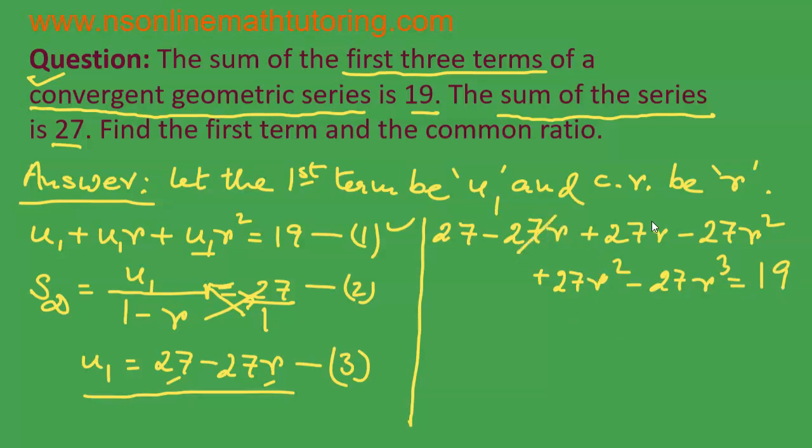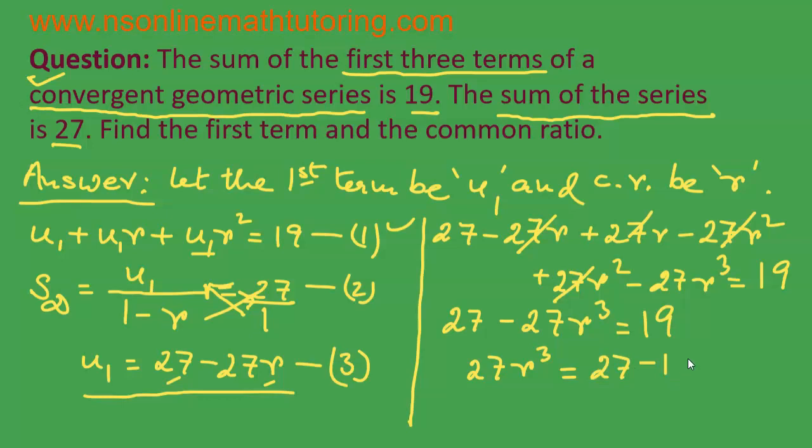And now we see these two will be getting cancelled, these two will be getting cancelled. So we have 27 minus 27 R cube equal to 19. And if we rearrange the terms, we have 27 R to the power of 3 is equal to 27 minus 19, which is equal to 8. Therefore, R cube is equal to 8 over 27.